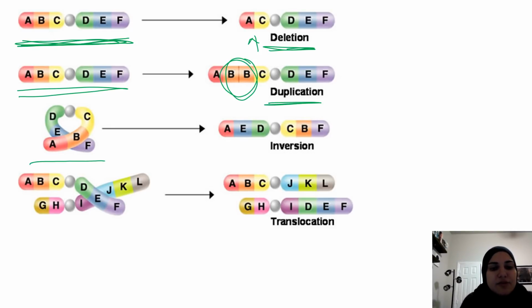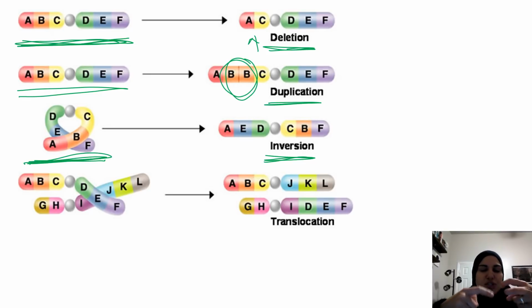The next one is inversion. The word inversion means to flip. So notice how my chromosome got all twisted up. My genes are going to get all twisted up and messed up. So I got A, E, D. I didn't want that. I wanted A, B, C. And now I have C, B, F. So all of my order is messed up. This makes it really hard for me to find what gene I'm looking for.